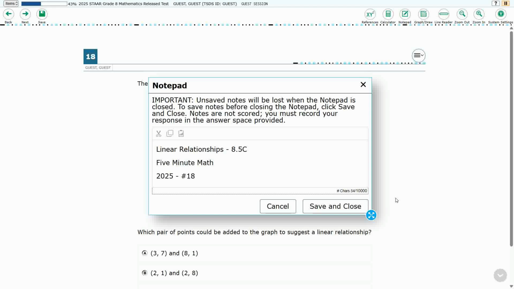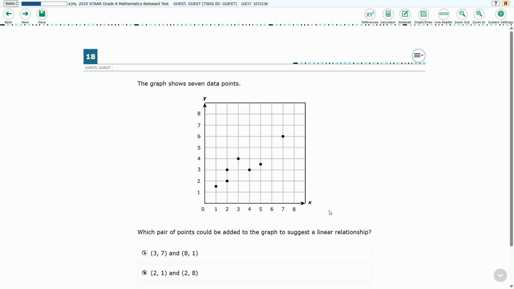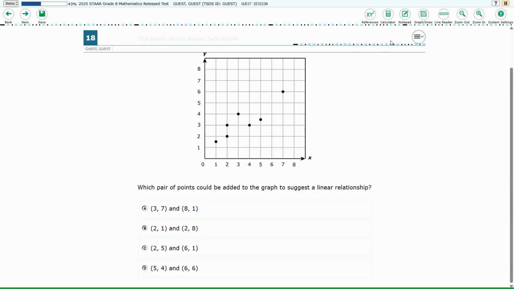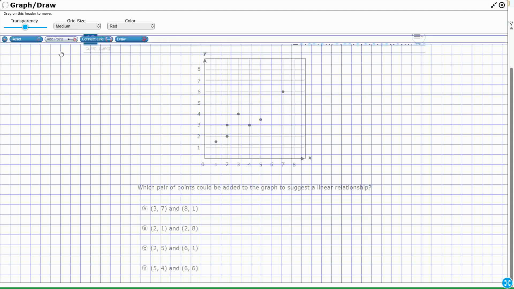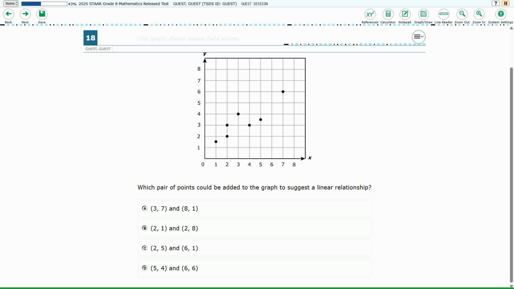Today we are looking at the eighth grade concept of linear relationships. This is standard 8.5C in the great state of Texas, and we are using item number 18 from the 2025 released STAAR test. If you haven't done so already, please take a moment to pause the video, work this problem out on your own, unpause it, and we will look at our answers together.